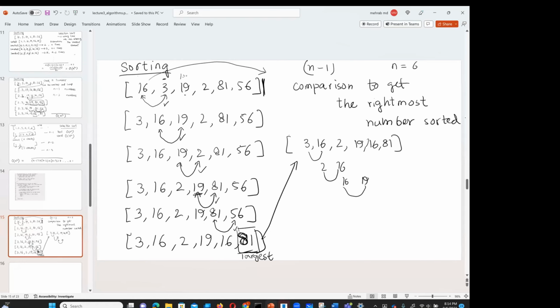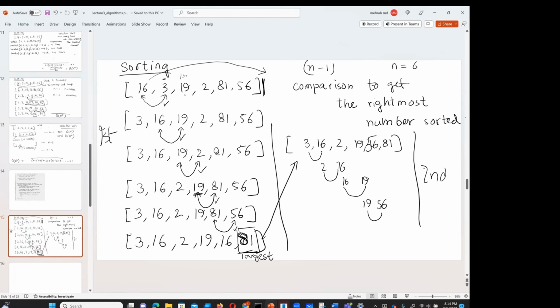Oh, this is 56, sorry. Okay. Then I compare 19 with 56. Nothing happens, right? 56. I'm done. So this is the first one. This is the second one.